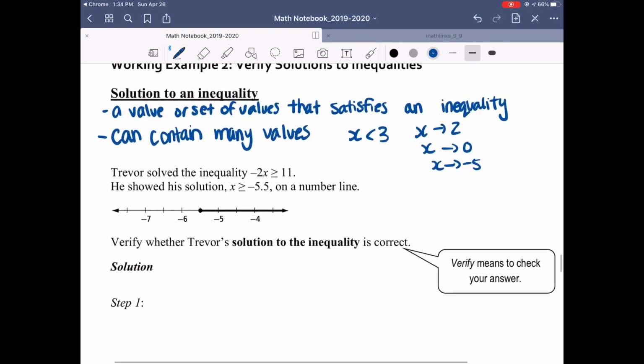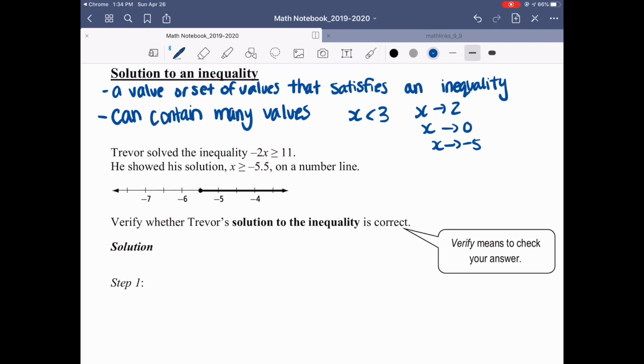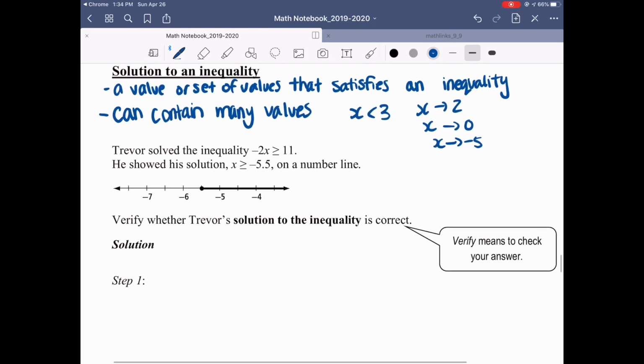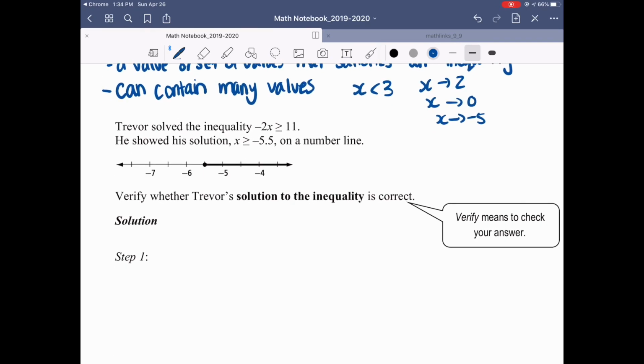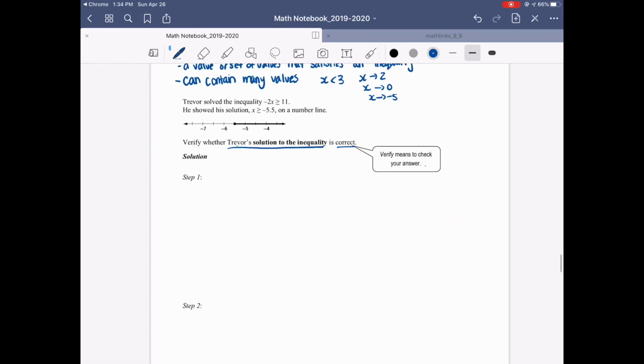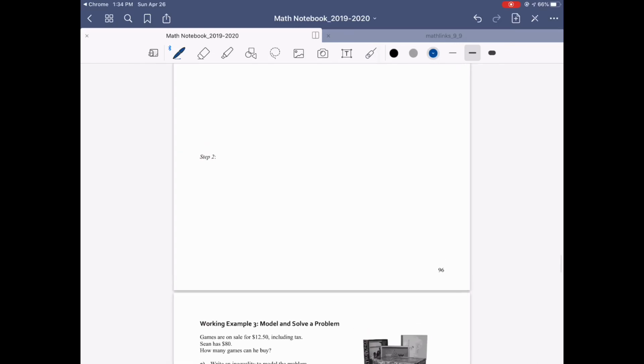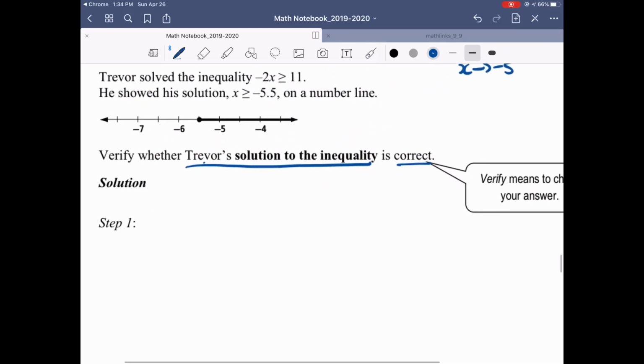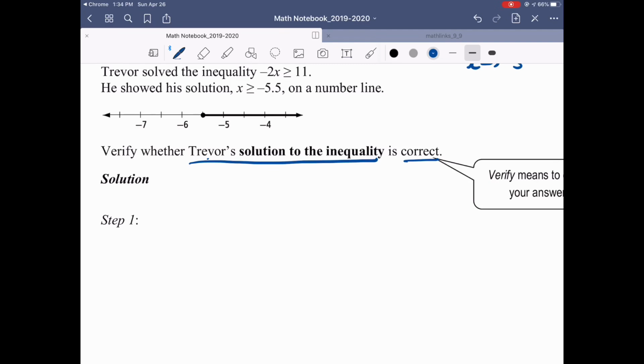So let's do this question here. Trevor solved the inequality -2x is greater than or equal to 11. He showed his solution, where he got x is greater than or equal to -5.5, on a number line. It says verify whether Trevor's solution to the inequality is correct. Verify means to check your answer. Okay, so what we want to do is check if his numbers work.